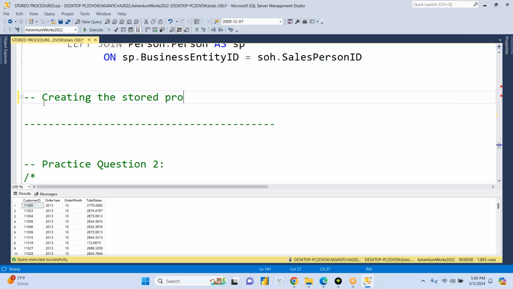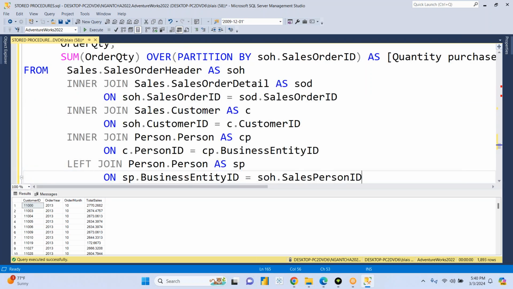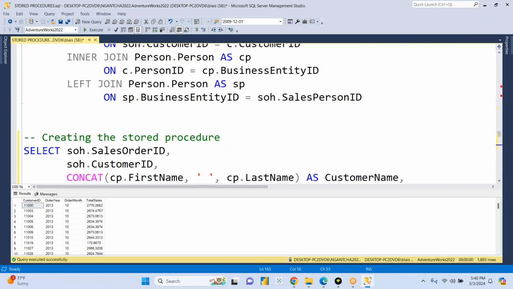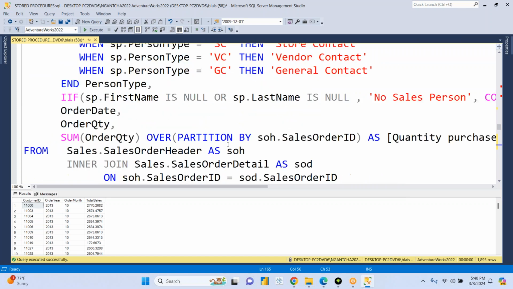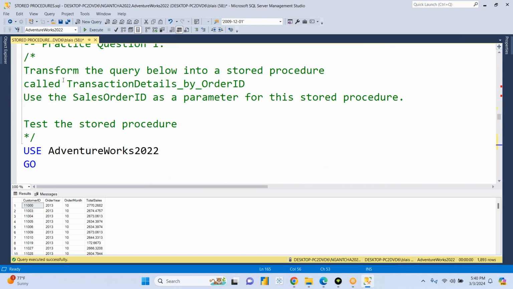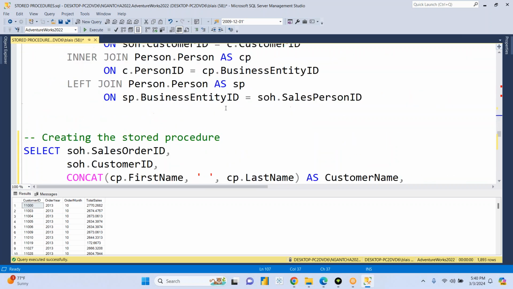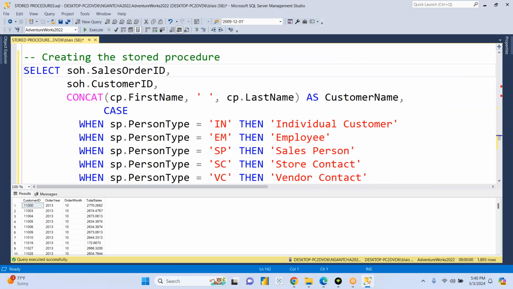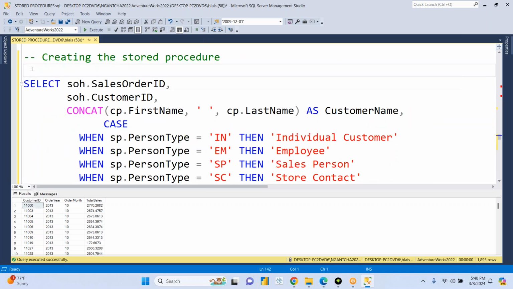The query has been provided. Just transform it into a stored procedure. All right, now I'm going to paste this. That's the query. And then how do you transform that query into a stored procedure? Let's first of all go copy the name. This is the name of the stored procedure. All right, so this is the code right here. The only thing I need to add is this line above.